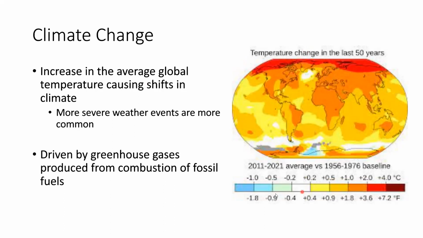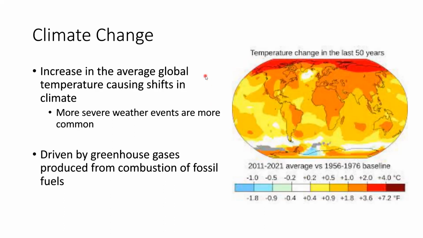Climate change, so you can see here, the more red colors are going to be areas where the temperature has increased over the last 50 to 60 years. And you can see that's pretty much the entire planet. And that's going to be due to the increased use of fossil fuels. So the combustion of those fossil fuels leads to greenhouse gases like carbon dioxide, which then trap more of the solar energy, winds up heating up the atmosphere, warming the planet.